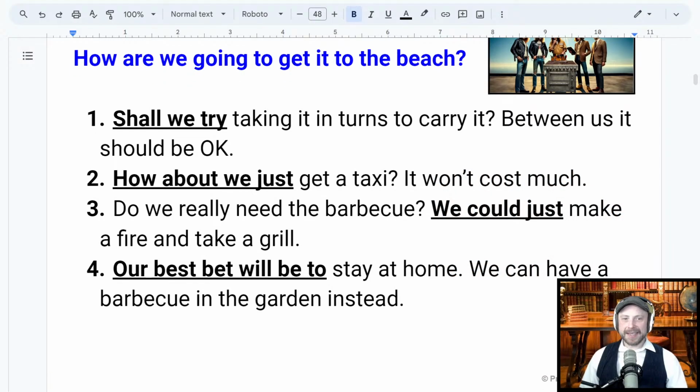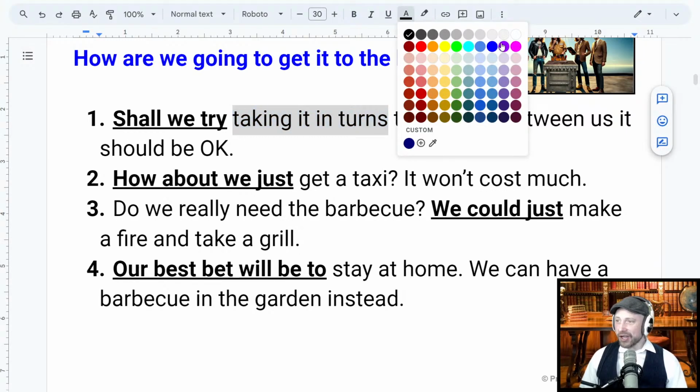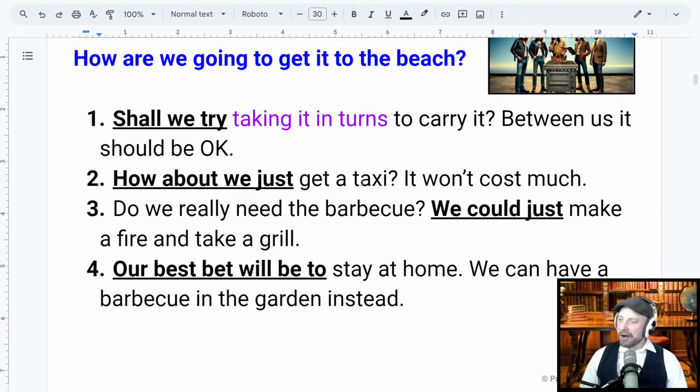So, these are the 4 suggestions that my friends made. You can see them on the screen. Should we try taking it in turns to carry it? Between us, it should be okay. Taking it in turns. What does that mean? How about we just get a taxi? It won't cost much.